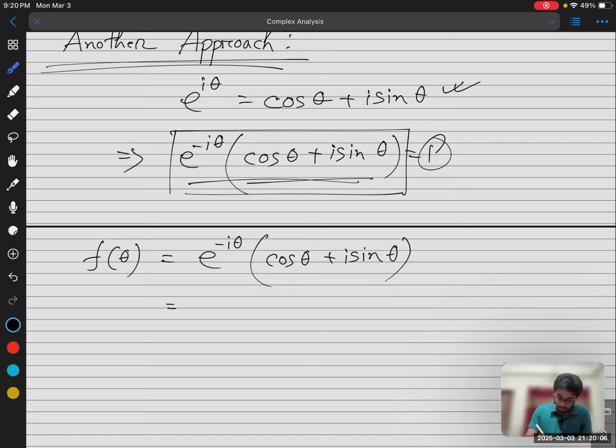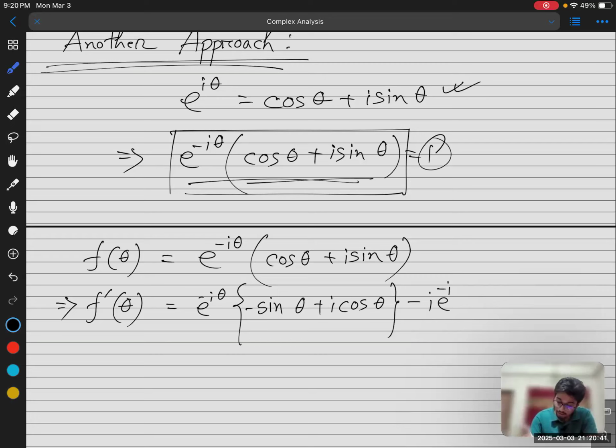Then from here, if we take the derivative of the function f(θ) with respect to θ, we have to use the product rule, and then we get e^(-iθ) times (-i) times (cos θ + i sin θ) plus e^(-iθ) times (-sin θ + i cos θ), since the differentiation of sine θ will be cos θ.